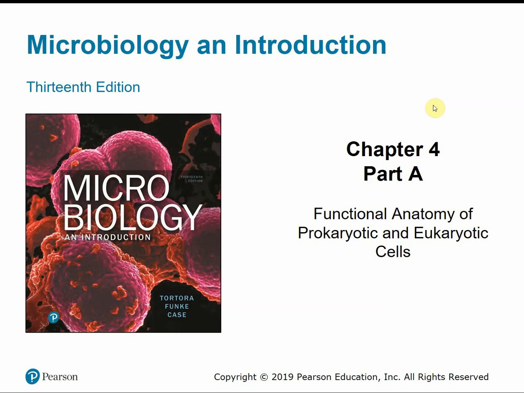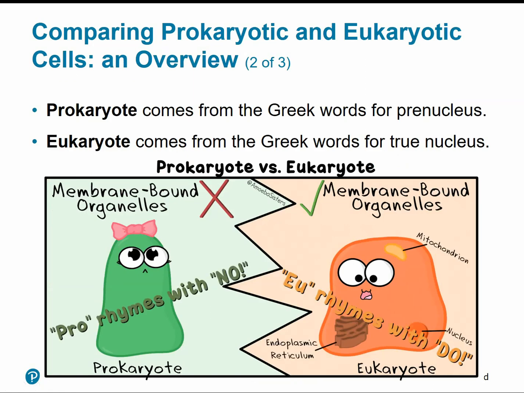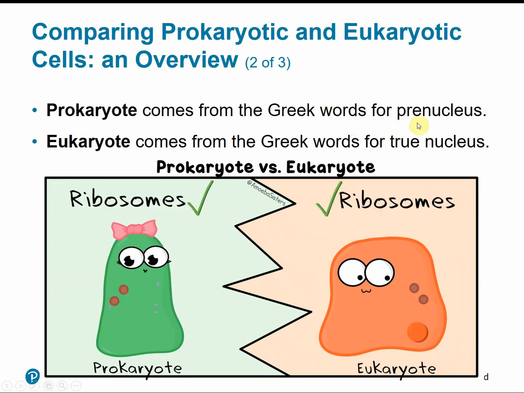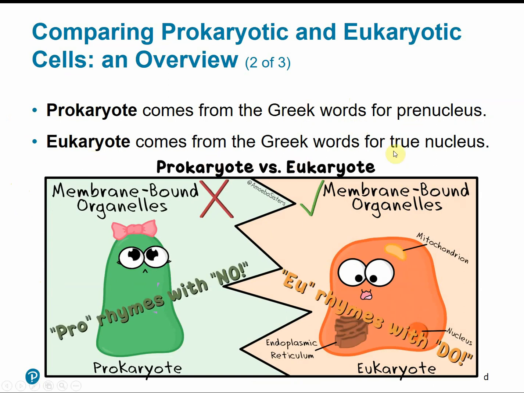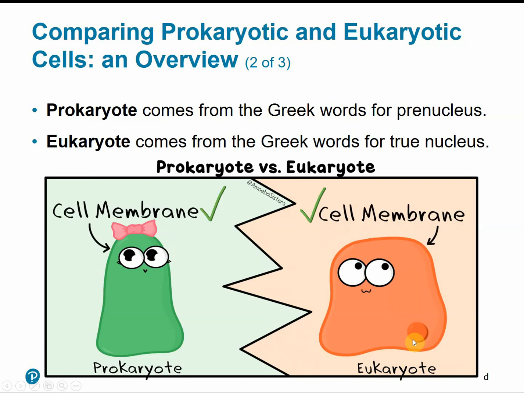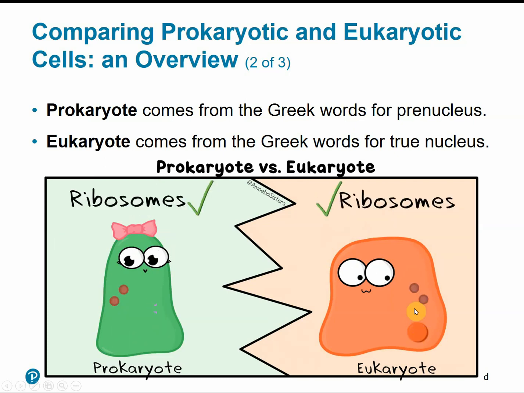This is Chapter 4, Part A, Functional Anatomy of Prokaryotic and Eukaryotic Cells. So there are two main types of cells in biology. Prokaryotes, coming from the Greek words for pre-nucleus, meaning prokaryotes do not have a nucleus. Eukaryotes, coming from the Greek words for true nucleus, so eukaryotes do have a nucleus.